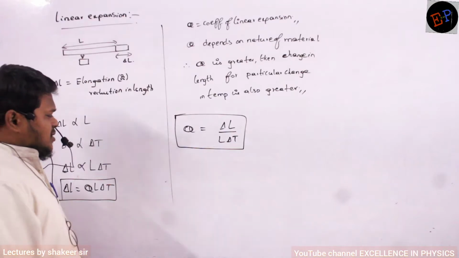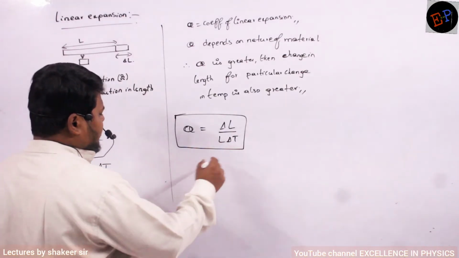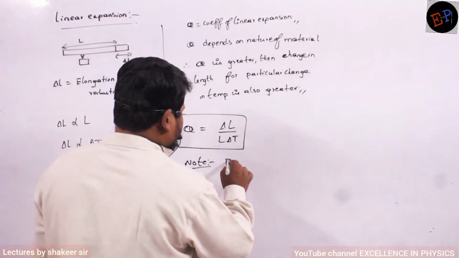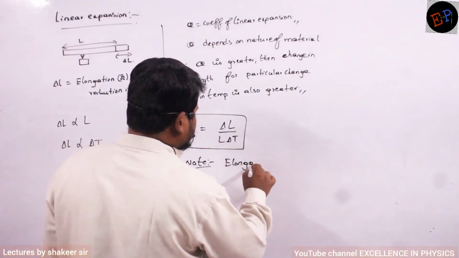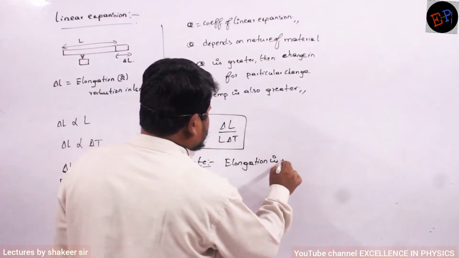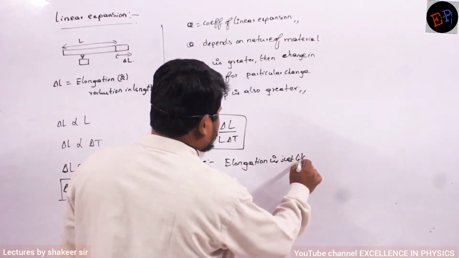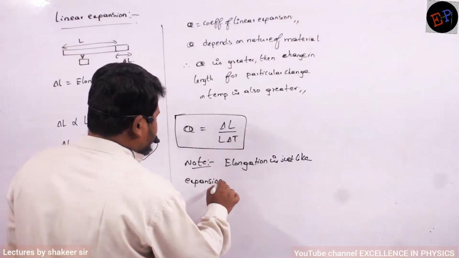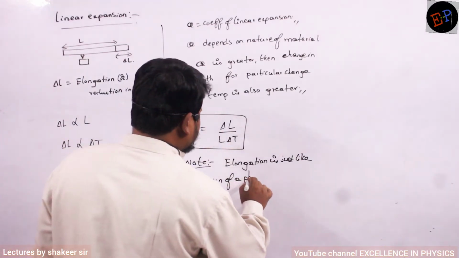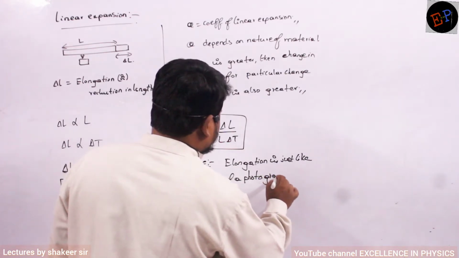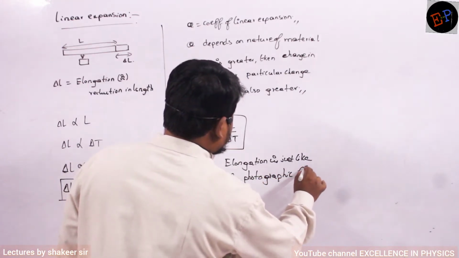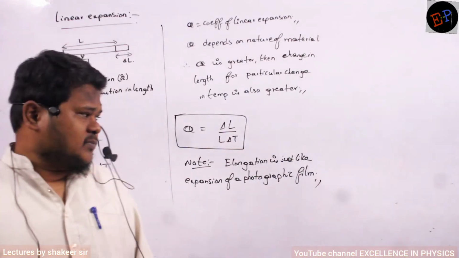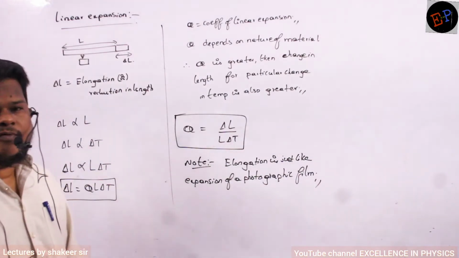Now see, here there is one important point which you have to write. Note point: elongation is just like expansion of a photographic film. So elongation will be just like the expansion of a photographic film.